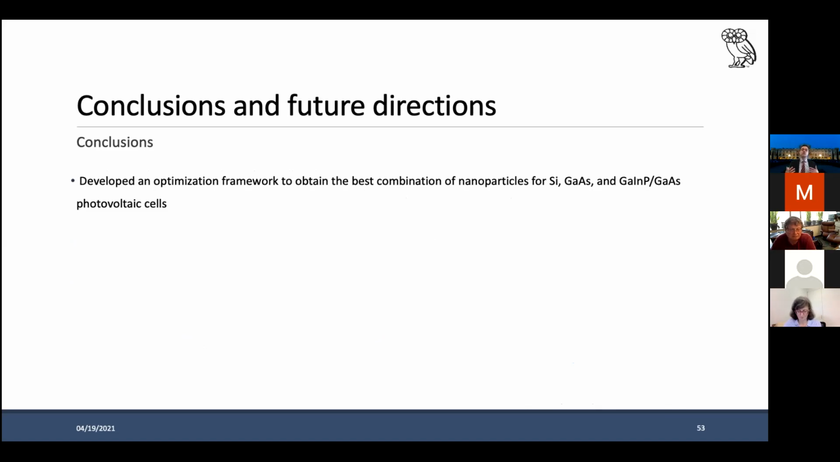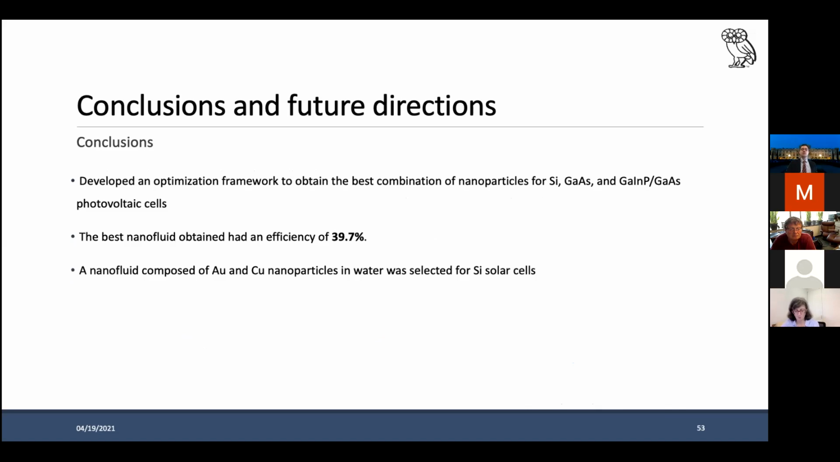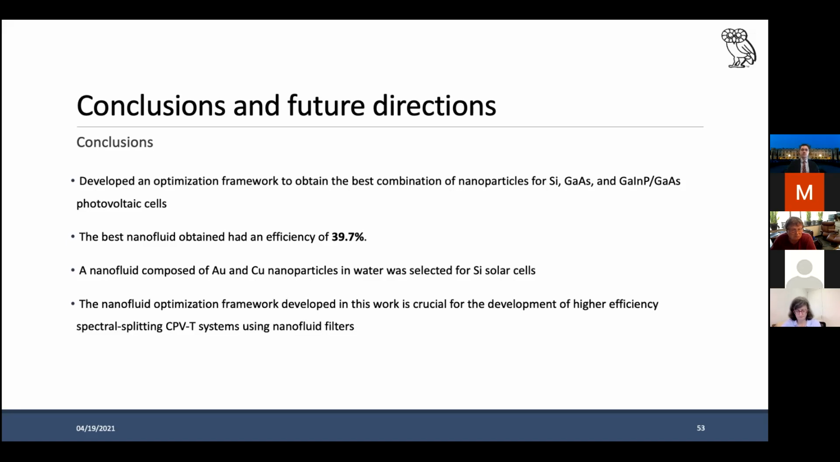Second, an optimization routine was developed to obtain better spectral matching for different types of solar cells and base fluids. A maximum filter efficiency of 39.7 was obtained for silicon solar cells, where gold and copper nanoparticles in water were selected as optimal. The optimization framework developed here is crucial for the development of higher efficiency spectral splitting CPVT systems using nanofluid filters.